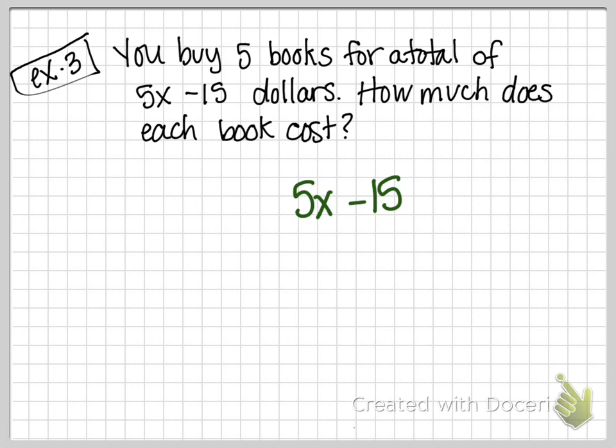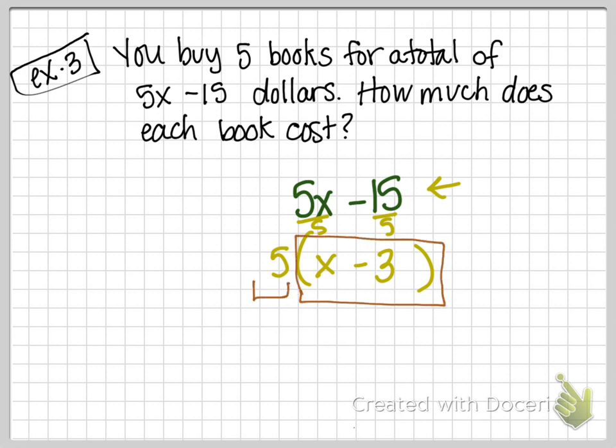If we factor out a 5, that's saying that there are 5 of these books, right? If we factor out a 5, it'll tell us what one book is. So we divide each of these by 5, and we get x minus 3. So what this is saying is that 5 books cost how much? More than $3. What's the whole thing? x minus 3. x minus 3.